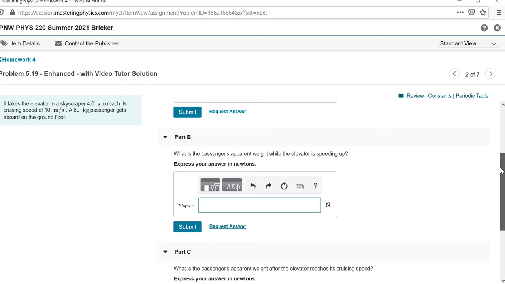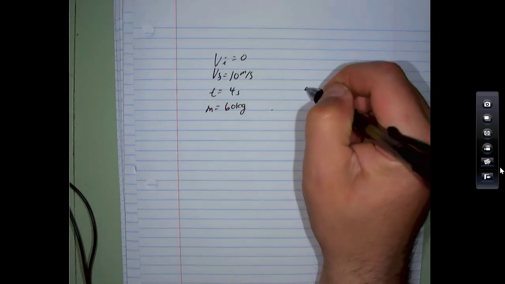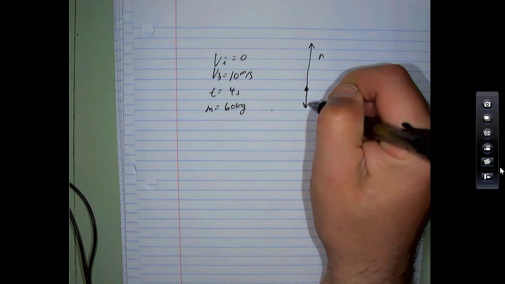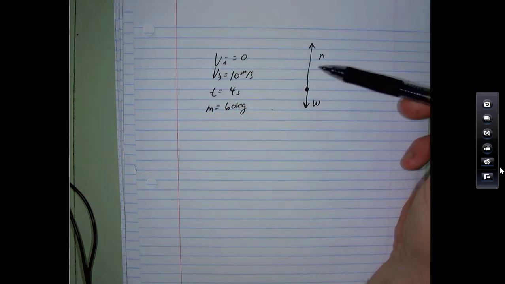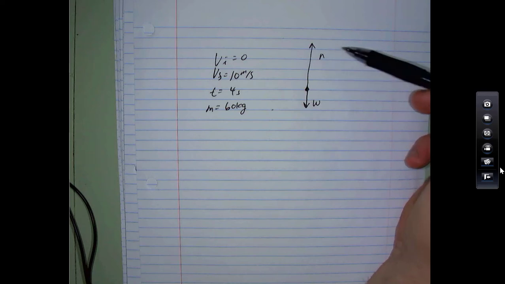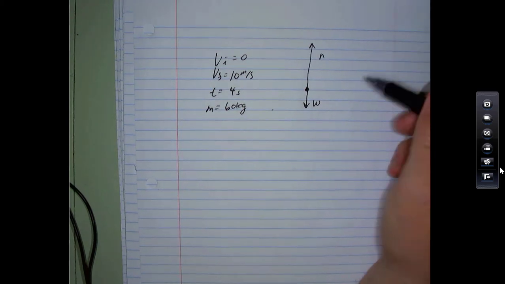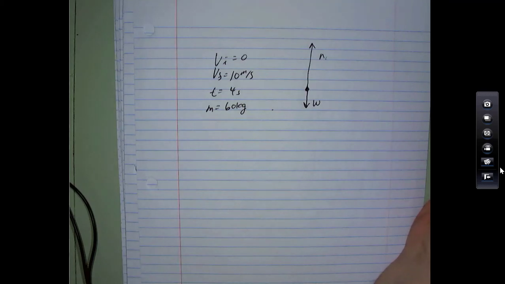Okay, let's take a look at this. Okay, so here's the information we have, and I'm doing part B now. So if you're going to be speeding up, the normal force has to be bigger than the weight. That's what actually gives you an acceleration. So the normal force on you from the scale is the same thing as the normal force on the scale from you. That's what the scale reads. Okay, so when they say apparent weight, again, they're asking for what is the normal force.